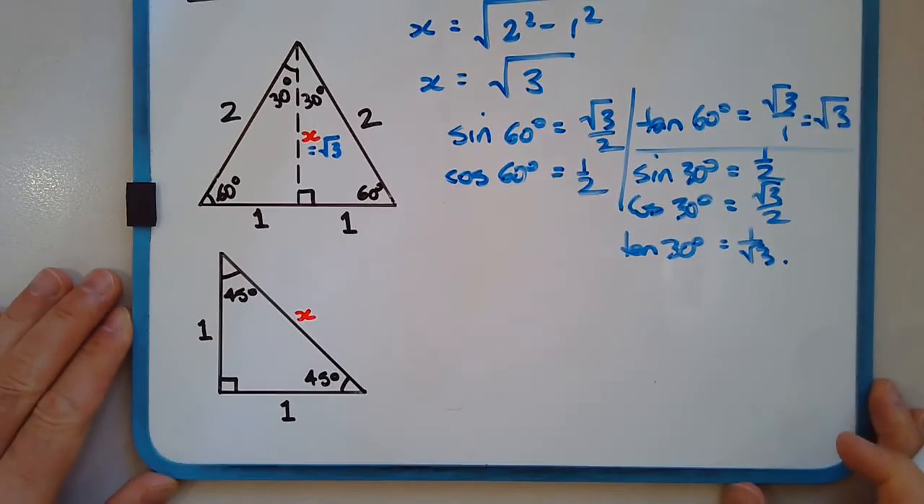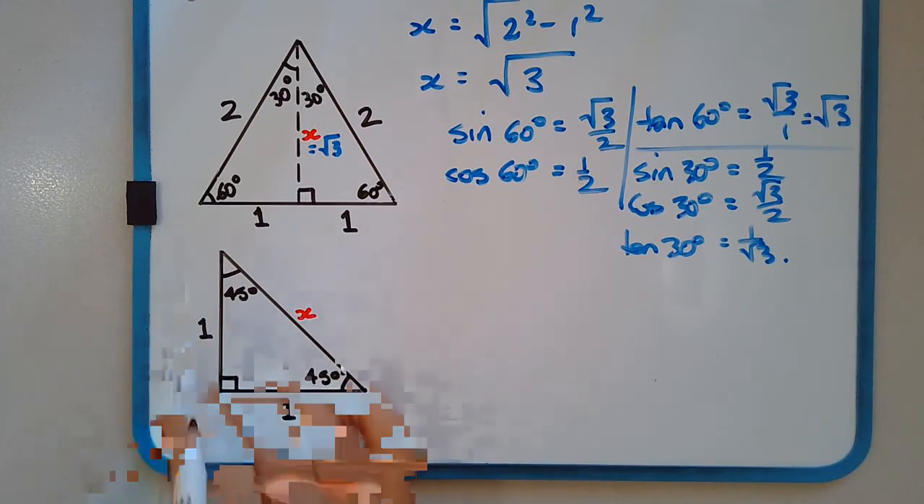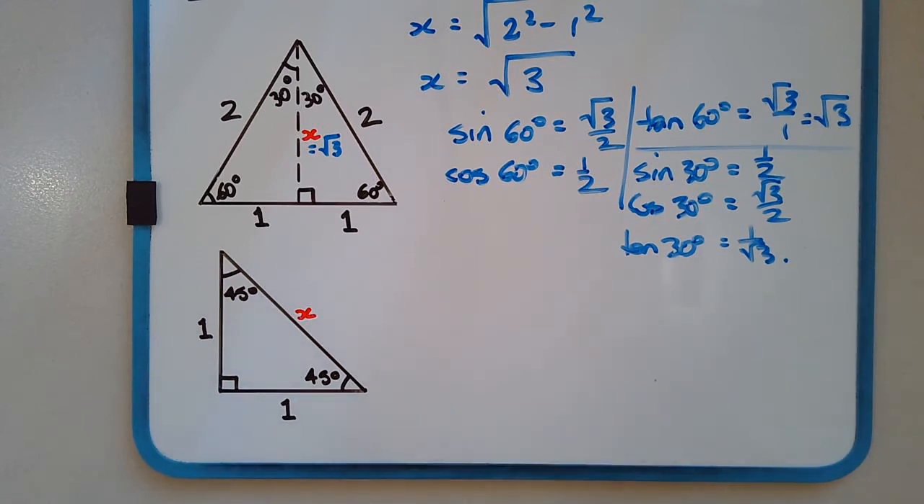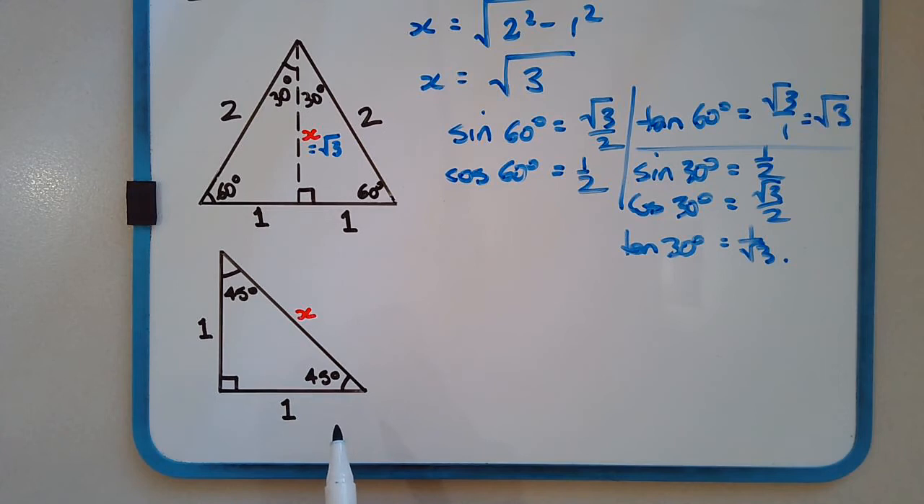Let's have a look now at the isosceles triangle. This is the triangle where the angles other than the 90 degree are 45 degrees each. And I've made the side lengths, just for convenience, 1 unit. You can make them whatever you like, as long as they're equal. After all, opposite over adjacent equals 1. We saw that. This is the reason why. They've got to be equal in length. So let's just make them 1.